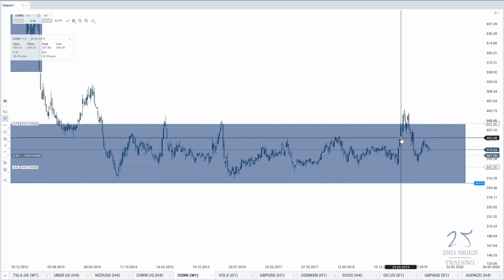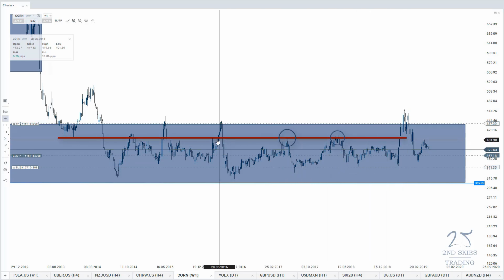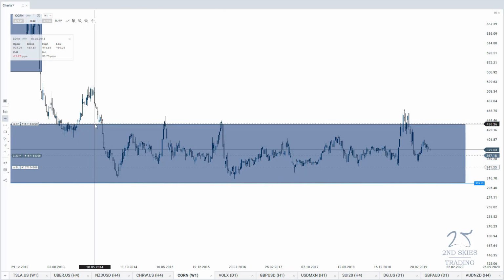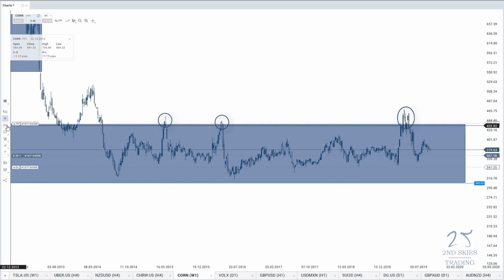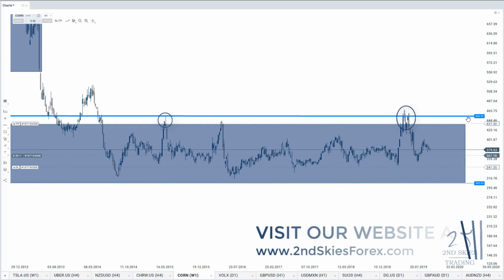So I have an interior resistance over here at about 404, which is from here, here, here, and here, with a little bit of support over here. Then I have another area of resistance here around 435, with a little bit of spike above it. Same here and same here. And then I have one other line of resistance, which we can draw along these spike highs, between 455 and 466.